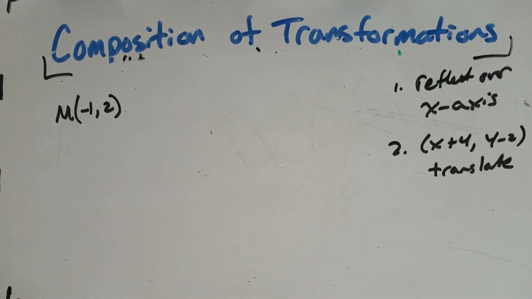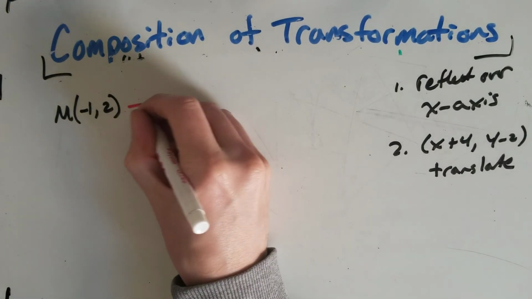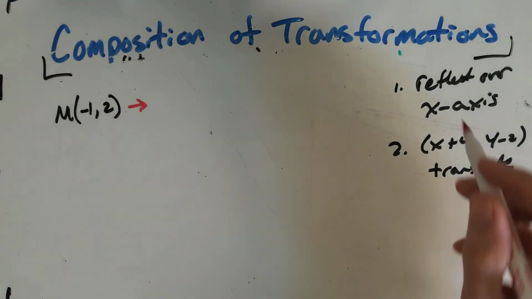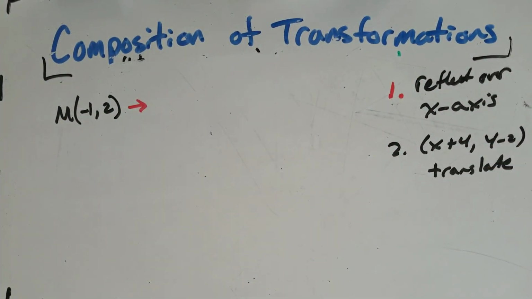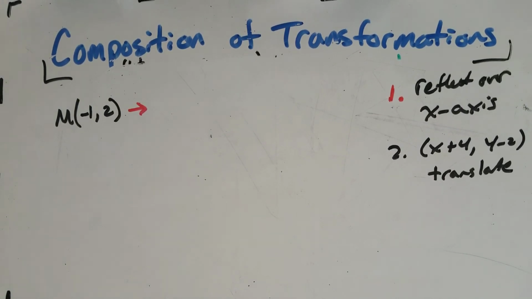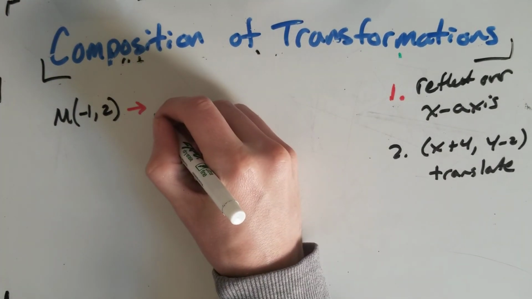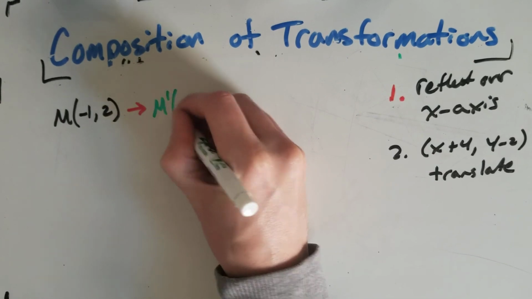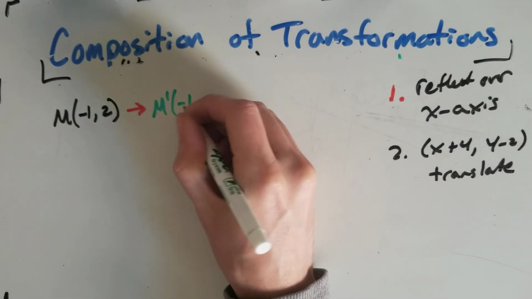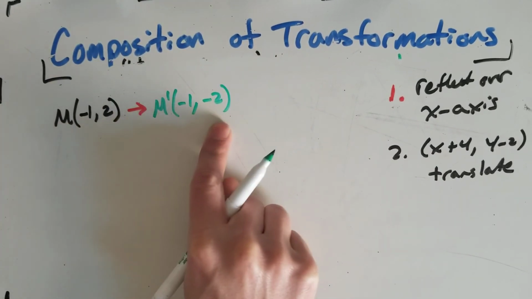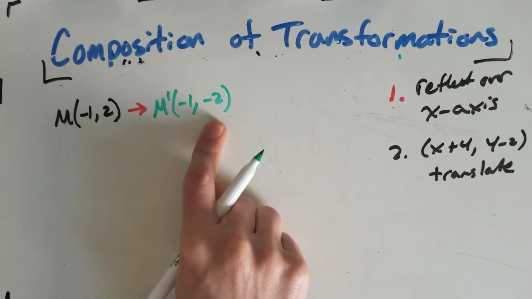Alright, so how we can do this is, I'm just going to take our M, and we'll do the first transformation. That'll be this one. Put a little 1 in red. So we're reflecting over the x-axis. If you reflect over the x-axis, x is going to stay the same, y is going to become the opposite, so M prime would be (-1, -2).